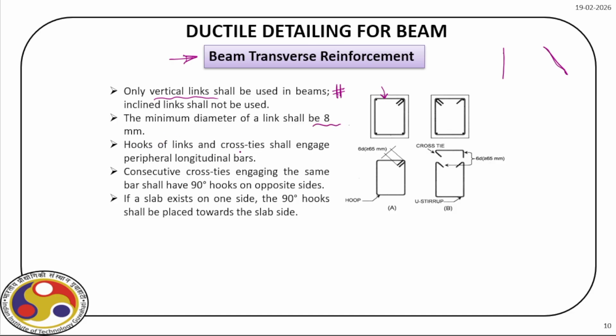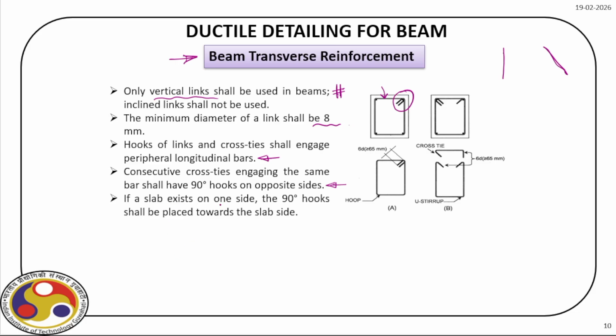Hooks of links and cross ties shall engage peripheral longitudinal bars. This is important because that's the sole purpose of providing links and ties, right? Consecutive cross ties engaging the same bar shall have 90-degree hooks on opposite sides. So consecutive links, this is another important feature. You can see they are hooked at the corner. So 90-degree hooks on the opposite sides, right?